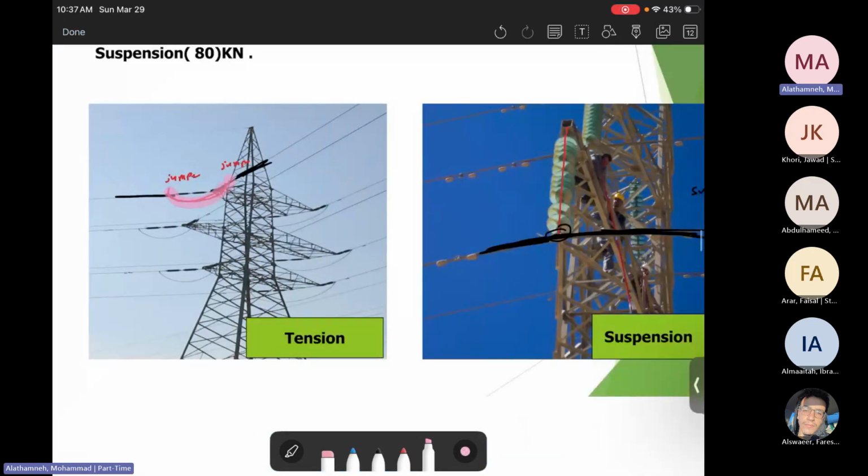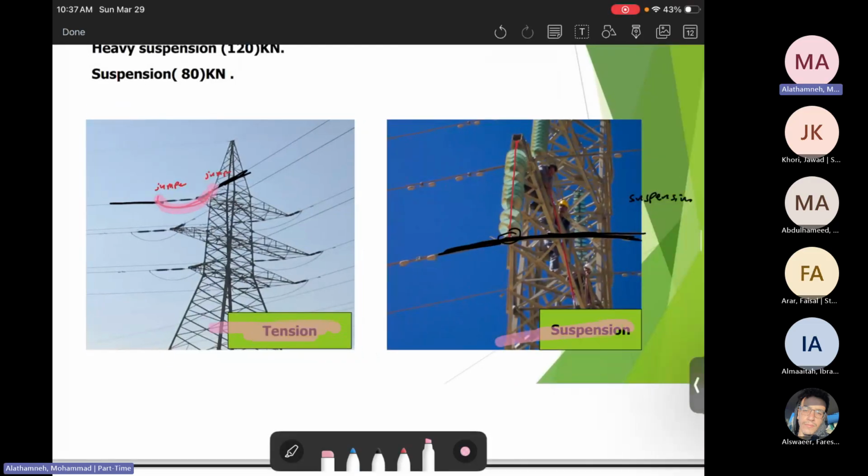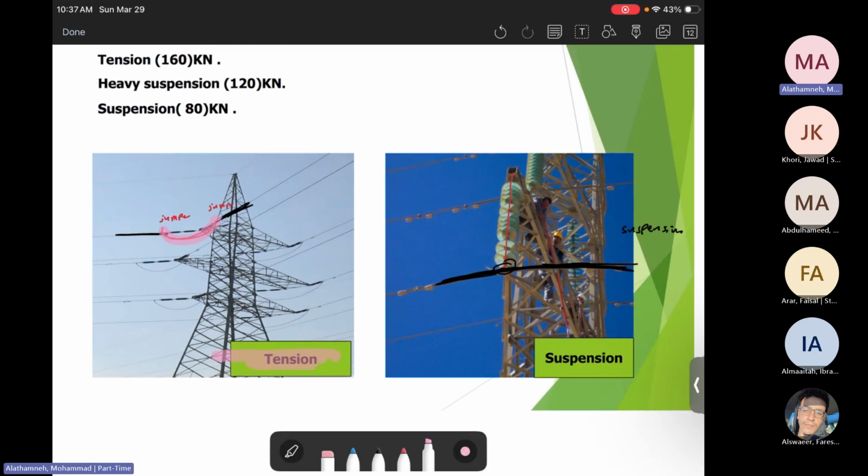So this part is called tension, while the other one is suspension. Suspension, the meaning of suspension in Arabic, تعليق. So أبراج تعليق. The meaning of tension is شد. So by the word suspension, it carries less mechanical force, while the tension can handle higher mechanical force. So where should I use tension?